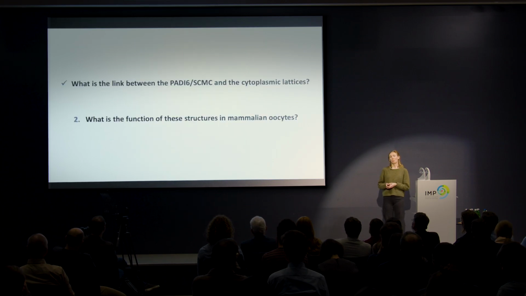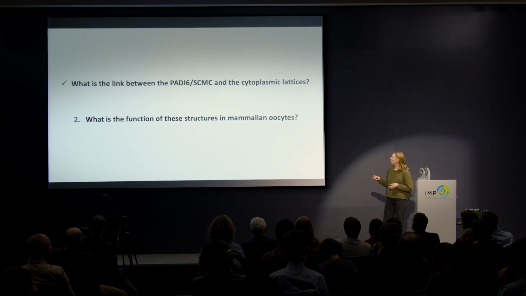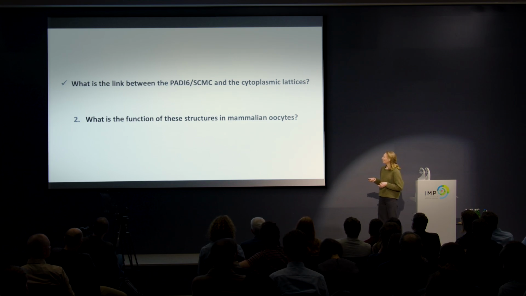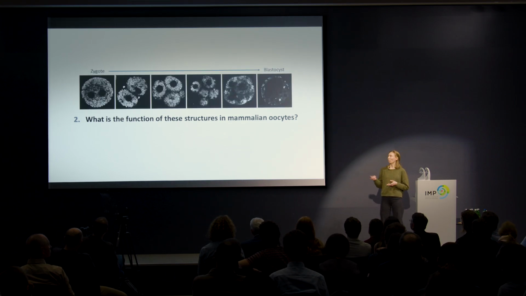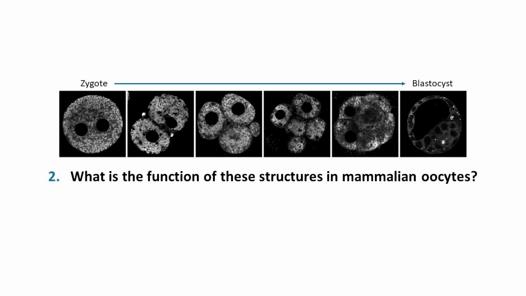This is really important information, because now we know that when we knock out the genes encoding PADI6 and the SCMC, we're actually disrupting the building blocks of the cytoplasmic lattices and not some upstream regulator. And this now gives us some idea of how to answer these questions about the function of these structures. Because we now have a way of visualizing cytoplasmic lattices using PADI6-tagged mice, we can look at cytoplasmic lattices throughout pre-implantation embryogenesis. What we see is that the cytoplasmic lattices actually persist quite long in the embryo and disappear just before the embryo implants at the blastocyst stage. But I told you that embryos without cytoplasmic lattices will stop dividing already at the 2-cell stage.